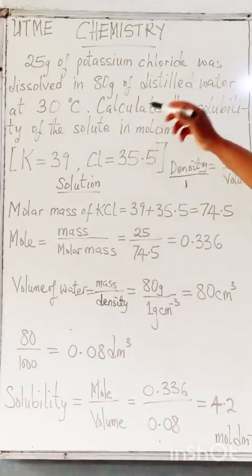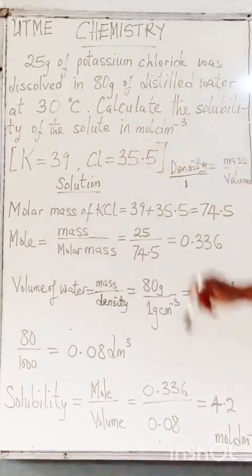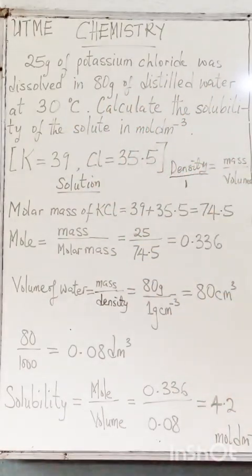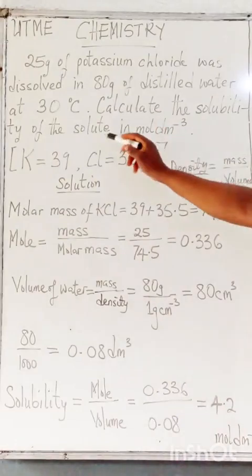25 grams of potassium chloride was dissolved in 80 grams of distilled water at 30 degrees Celsius. Calculate the solubility of the solute in mole per dm cubed.